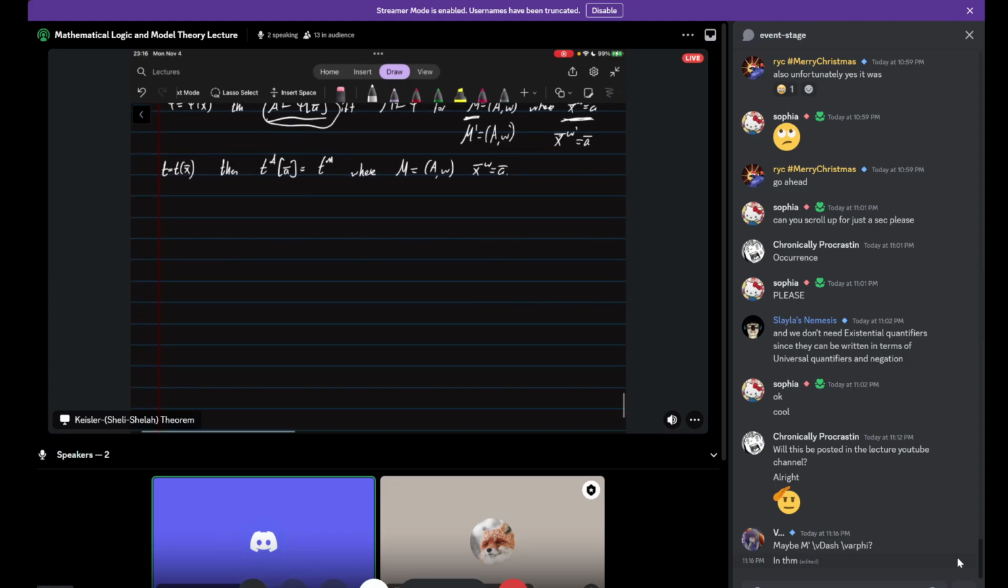One example of this is if x does not occur free in phi, then for all x phi is equivalent to phi, which is equivalent to exists x phi. Why is this true? Because M of a over x and M agree on free of phi, because x doesn't occur in free of phi. So by the coincidence theorem, we have this, which is called the omission of redundant quantifiers.